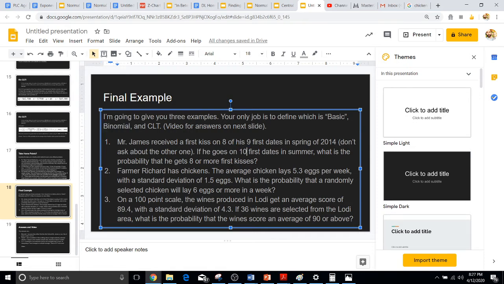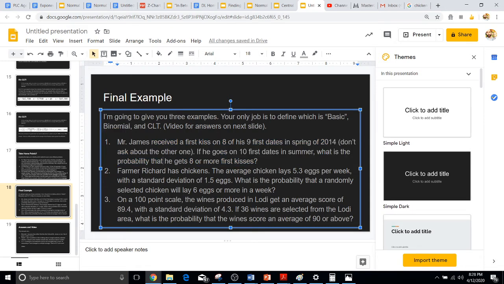In addition to that, we could also think about this experiment of his on the 10 first dates as being somewhat of a success versus failure ratio. So we're saying, what if 8 of the 10 happened? A success would be if he went on a first date and got a first kiss, whereas a failure would be if he did not. So there's a lot going on here, but all of it really points to binomial.